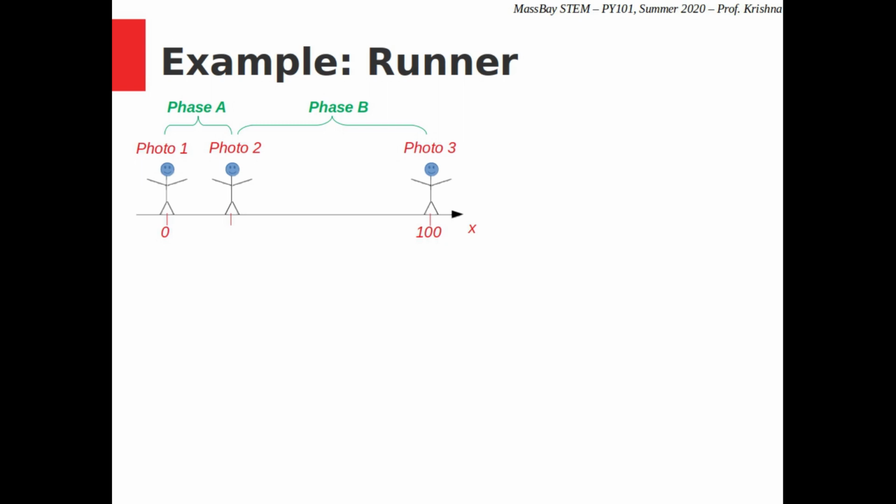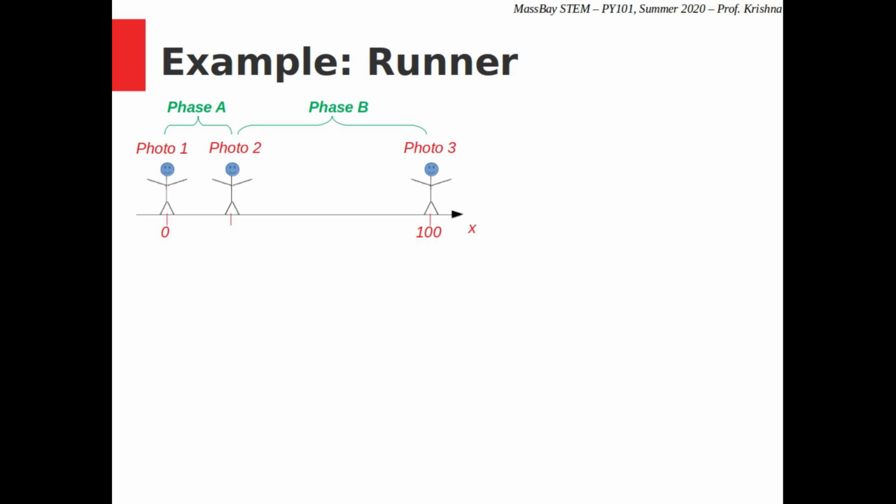The second at the instant she hits her stride and stops accelerating. And the third when she crosses the finish line. We will set the origin where she starts running and her direction of motion as positive. We will call the motion between photos 1 and 2 phase A, and the motion between photos 2 and 3 phase B. We'll analyze them separately because these 2 phases of motion have different accelerations.